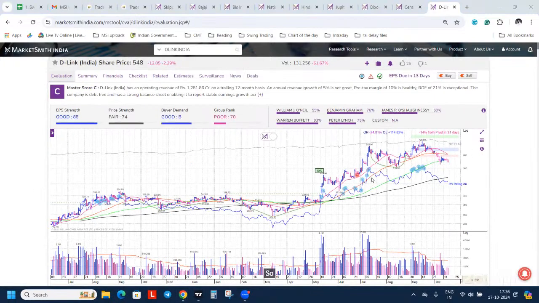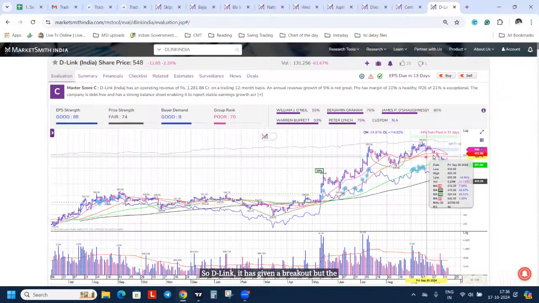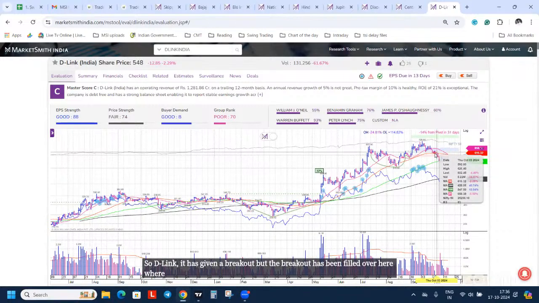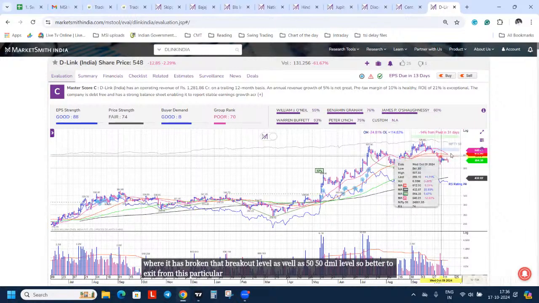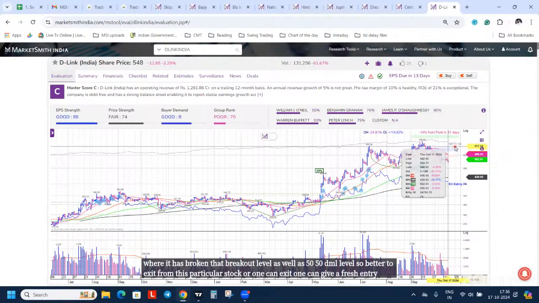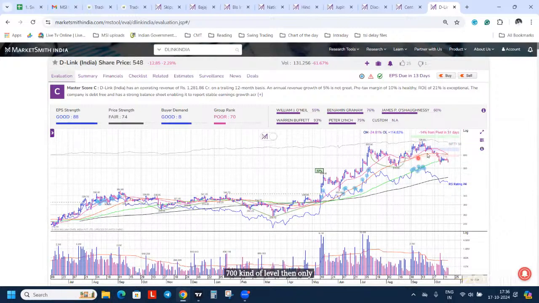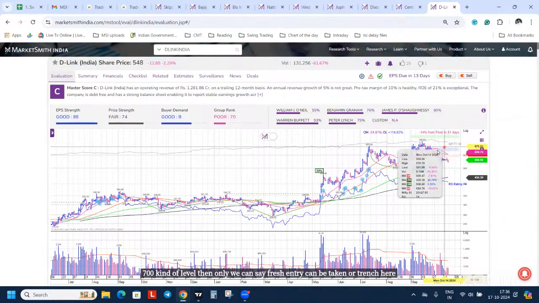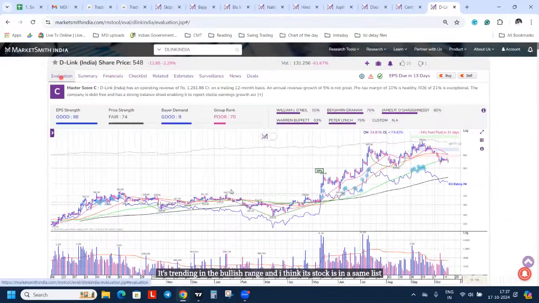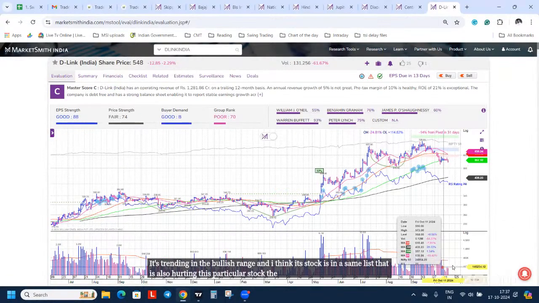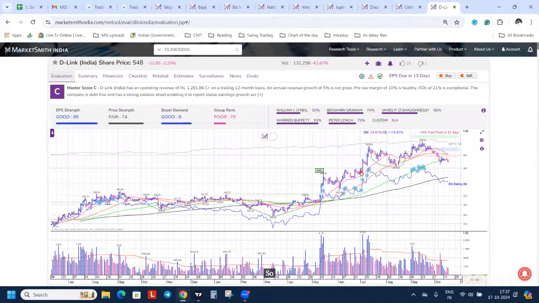So D-Link has given a breakout, but the breakout has failed, where it has broken that breakout level as well as the 50 DMA level. So it is better to exit from this particular stock. One can give a fresh entry only once it breaks out of that 680, 700 kind of level. Then only we can say a fresh entry can be taken, or a trend change can happen. But right now it's trending in the bullish range, and I think the stock is in the ASM list. That is also hurting this particular stock. The volume is coming on the lower side, so better to skip this particular stock.